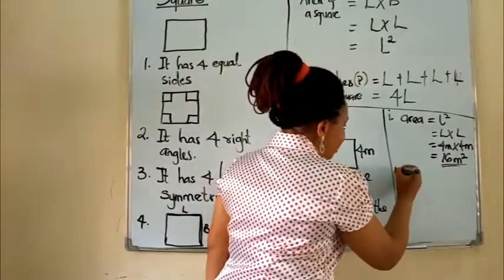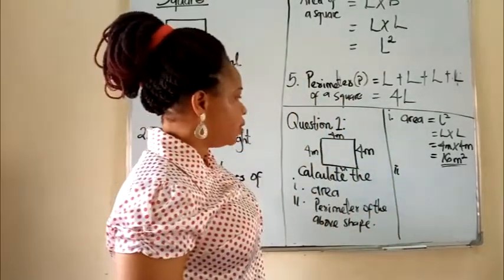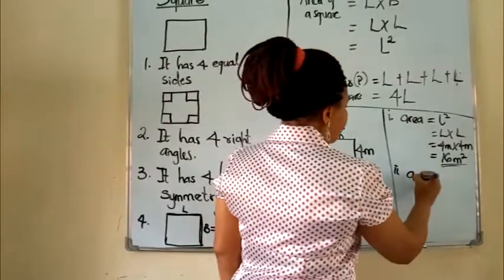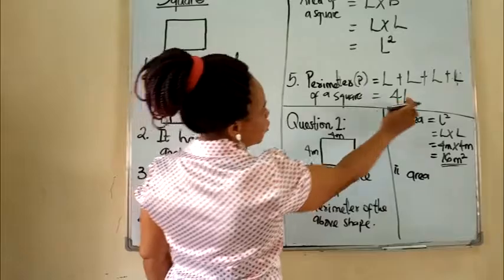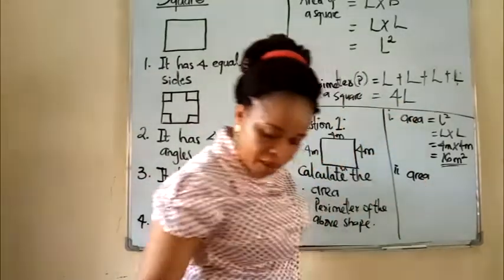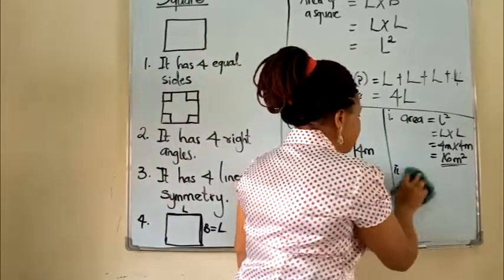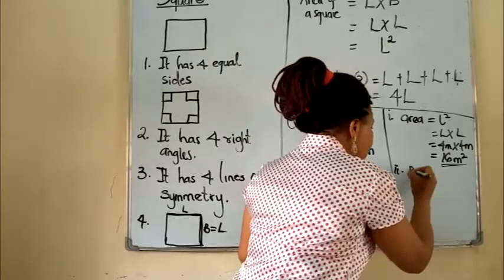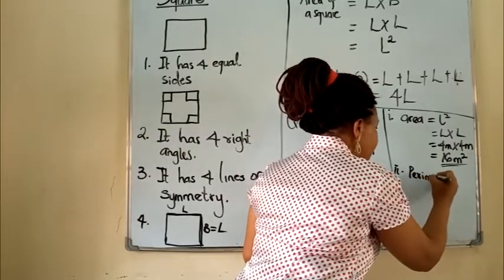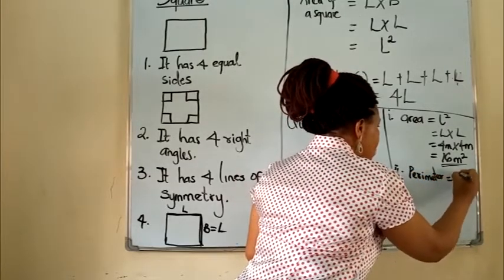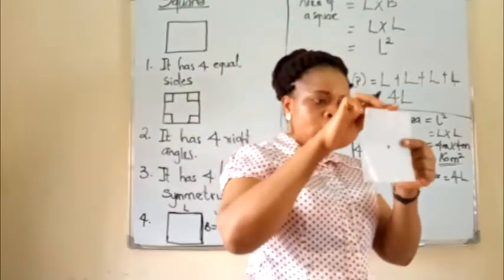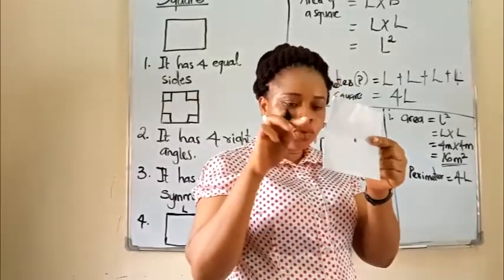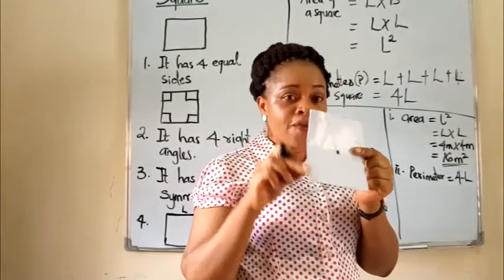I say calculate the perimeter. Remember that the perimeter of a square shape is given to us as 4L. Perimeter equals 4L. 4, side 1, 2, L1, 2, 3, and 4. That is how we have 4L.